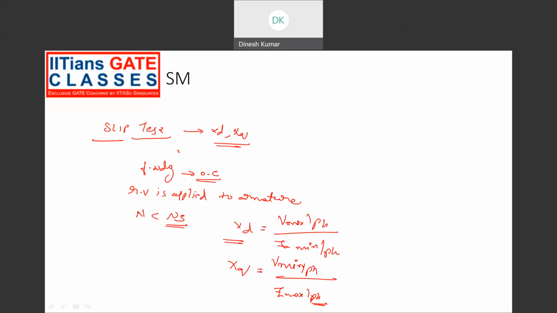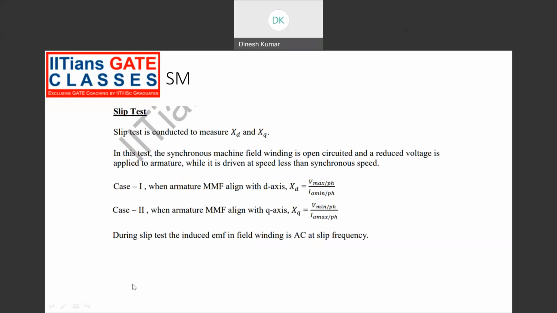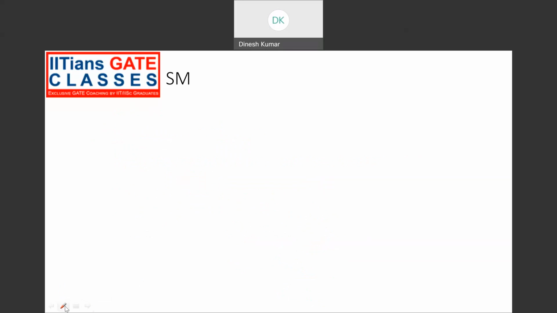Let's go to the next topic, that is power flow equations, and its derivation here. So this is what I have discussed in the earlier slide. So let me draw the power flow equations. Let me draw the circuit diagram.